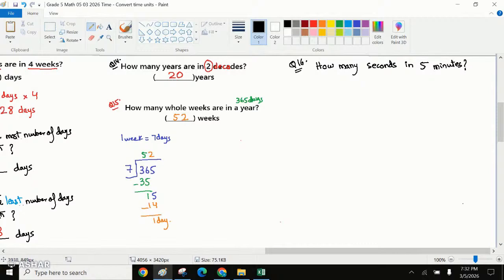It's simple, right? 1 minute has how many seconds? When it's time, we remember it's multiples of 60, right? That means 5 minutes, each minute has 60 seconds. Therefore, 300 seconds, right?